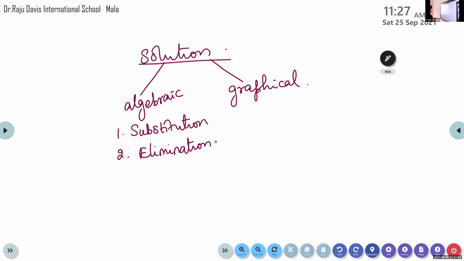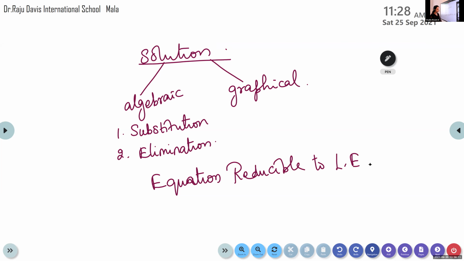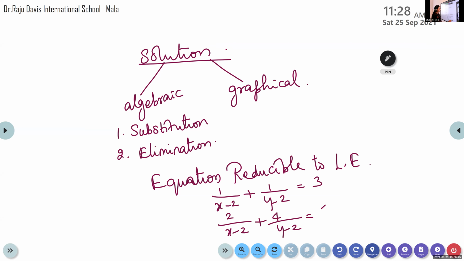And the last one we have learned in this topic is equations reducible to linear equations. The given equations as such will not be linear, but we can make them linear. For example, 1 by x minus 2 plus 1 by y minus 2 is equal to 3, 2 by x minus 2 plus, it's just an example I am writing here, is 4. The given equation as such is not linear.